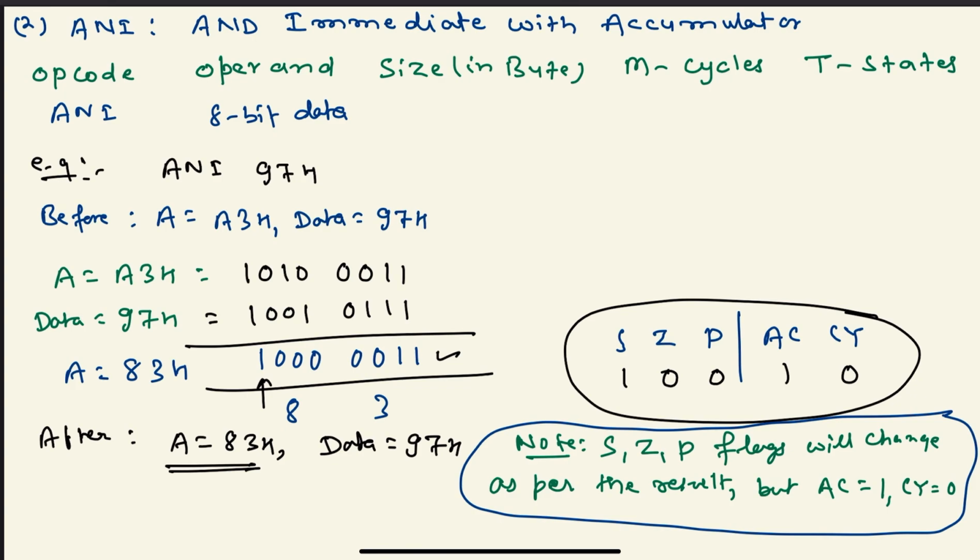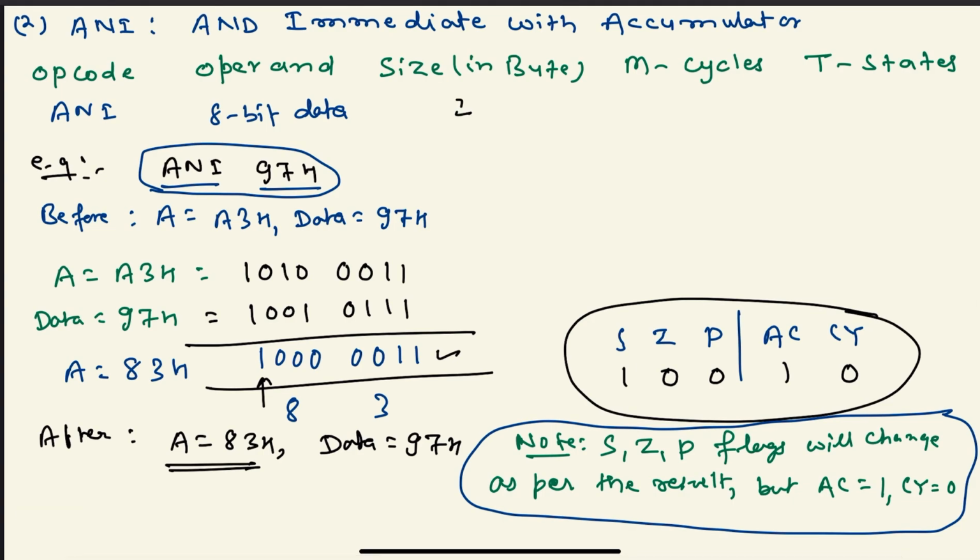Now we'll talk about its size. As we had taken the example ANI 97H, the first byte by default will be the opcode ANI, and the second byte will be the 8-bit operand 97H. So this will occupy two memory locations, or we can say this instruction consists of the opcode and 8-bit immediate data. By default it will occupy two memory locations, so the size in terms of bytes will be 2 bytes here.